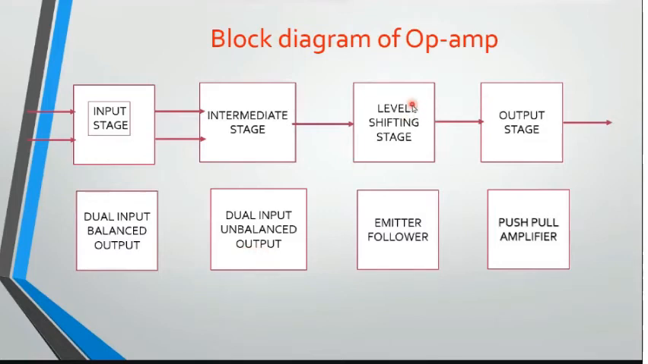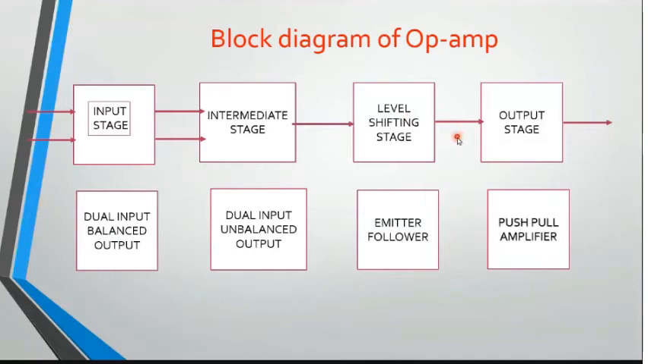Then you have a level shifting stage. In this third stage, you have 1 input and 1 output. Here you make use of an emitter follower, where you just change the levels of DC or AC signals, but you don't amplify it. Only the impedance will be changing. So this is called the level shifting stage.